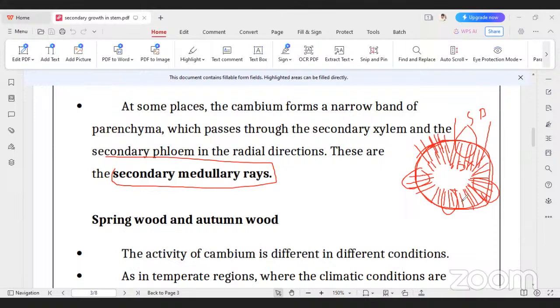Right? So this wood is called springwood, because it is formed in the spring season. So one ring is completed, for example, here.